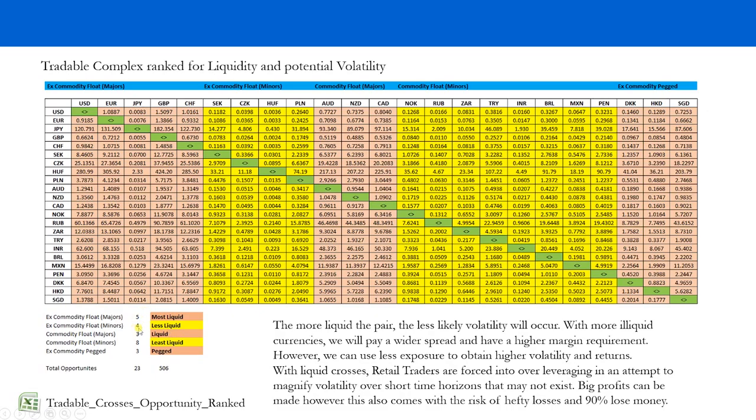Ex-commodity float miners, 4 in total. Commodity float majors, 3 in total. Commodity float miners, 8 in total. Ex-commodity pegged, 3 in total. Total opportunities equal 23, but debatable because of the commodity pegged situation. Total opportunities 23, gross net 20, and all of these currencies, in theory, can all be traded against each other.